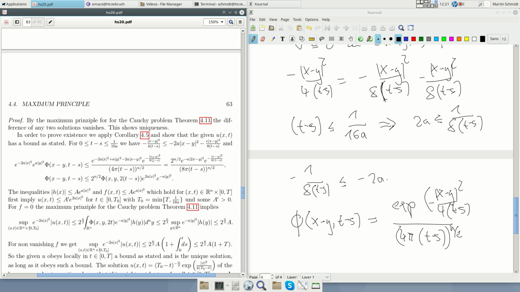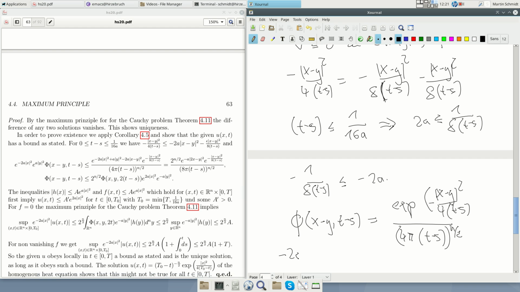Then we can estimate this, first by this factor and then by this factor. Yeah, and now we put out the 2 and replace it by 8, so we get an additional factor 2 to the power n half. This cancels of course with this 8. And now if we multiply this, minus 2a x squared minus and a plus a y squared minus 2a x minus y squared.